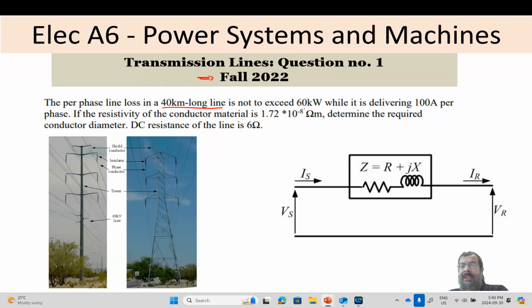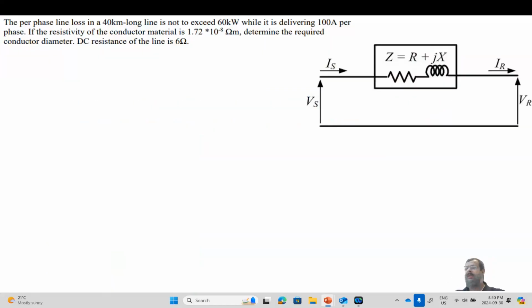So it says here the per phase loss of a 40-kilometer long overhead line is not to exceed 60 kilowatts. So that's like a criteria. And this is when it's delivering 100 amps. So when we have 100 amps, the losses should not exceed 60 kilowatt. You are given the resistivity of the conductor material. Then we want to find the conductor diameter, and then they give you the DC resistance of the line, which is basically 6 ohm. So let's see this question.